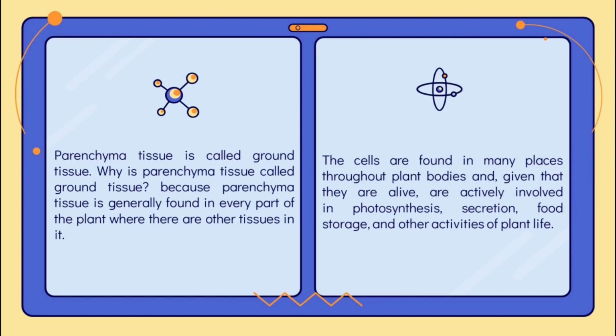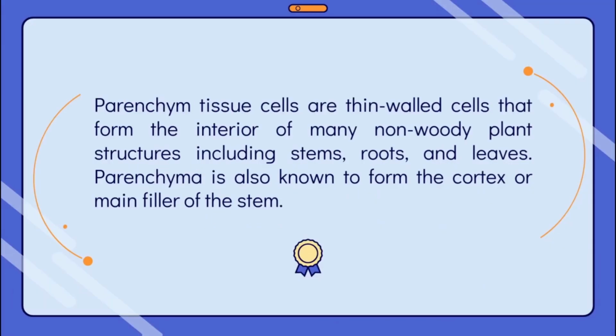Parenchyma tissue is called ground tissue. Why is parenchyma tissue called ground tissue? Because parenchyma tissue is generally found in every part of the plant where there are other tissues in it. These cells are found in many places throughout the plant body, and given that they are alive, are actively involved in photosynthesis, secretion, food storage, and other activities of plant life.